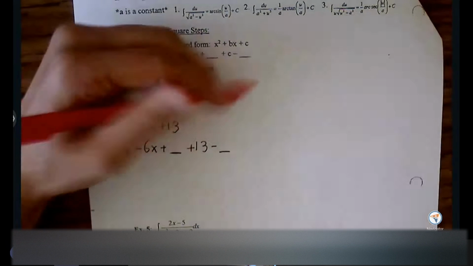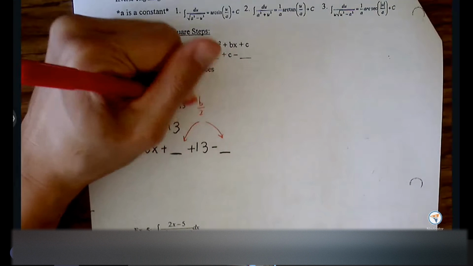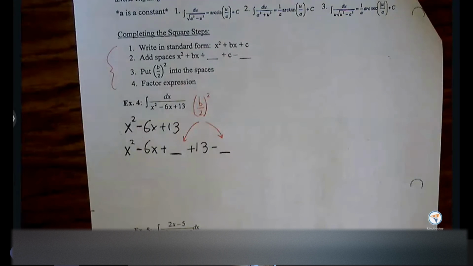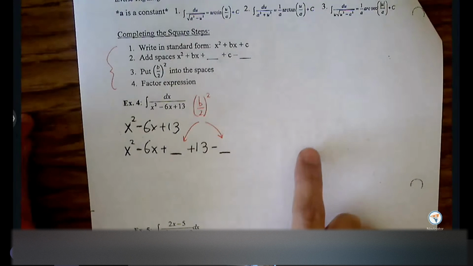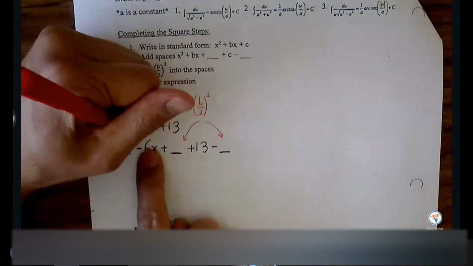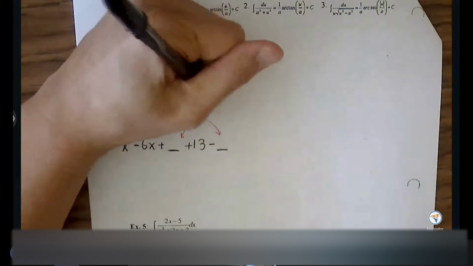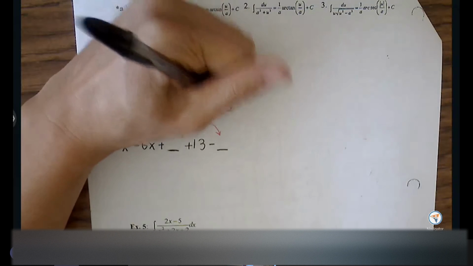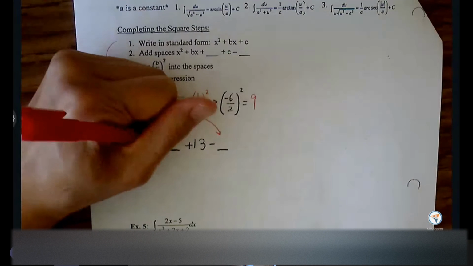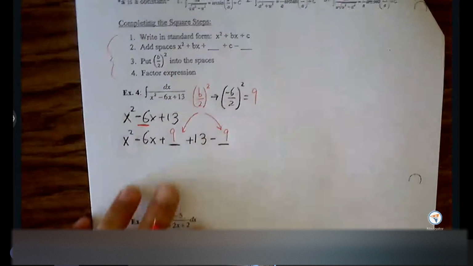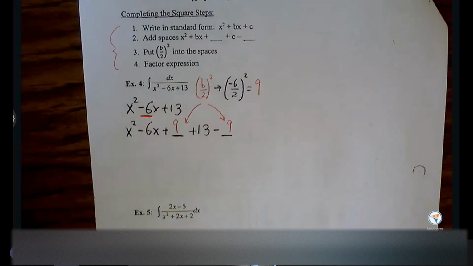So once we have that in place, we got to fill in those spaces. What goes inside those spaces is this formula b over 2 squared. That will ensure that our trinomial can factor nicely. Okay, what's our b value? 6. Yeah, okay. I'm going to say -6, but it doesn't matter because we're always going to get a positive out of it. But I'll just say -6 over 2, which is -3. -3 squared is 9. So we're going to fit 9 into both spaces. This will ensure that our trinomial factors nicely. Okay, questions so far? All right.